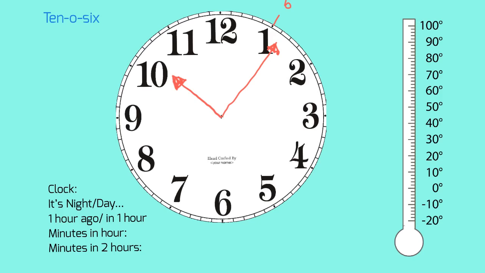If I were to tell you what time was the time 1 hour ago, what time was it? Get ready? Yes, 9:06. And if I asked you what time will it be 2 hours from now? Get ready? Yes, 12:06. How many minutes are there in half an hour? Get ready? Yes, 30 minutes. How many minutes in an hour? Get ready? 60 minutes.